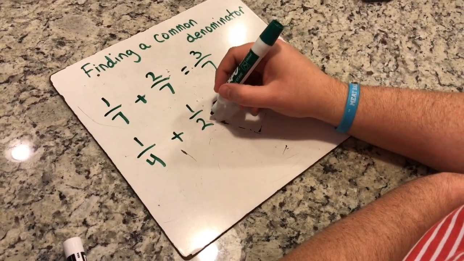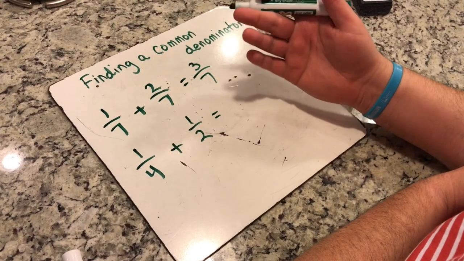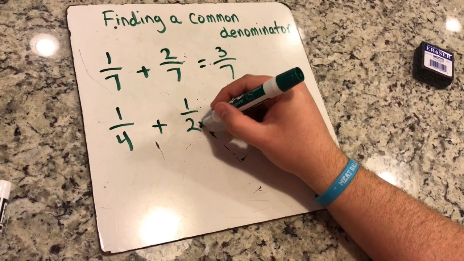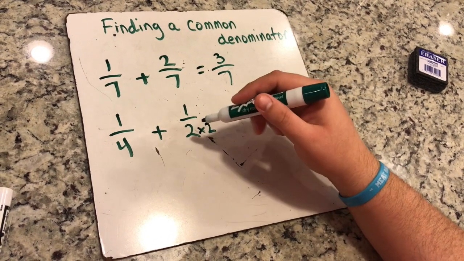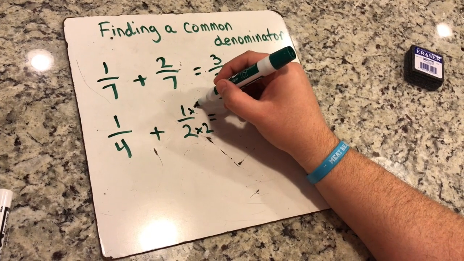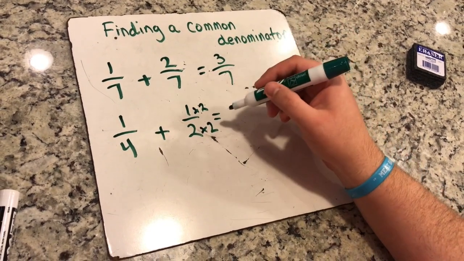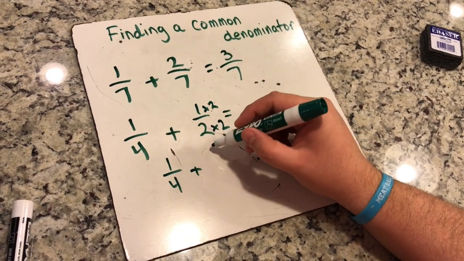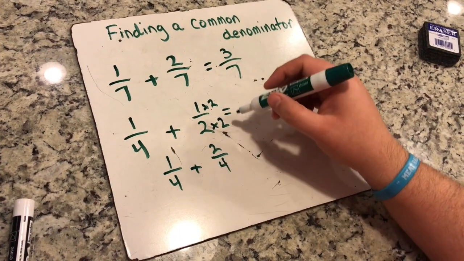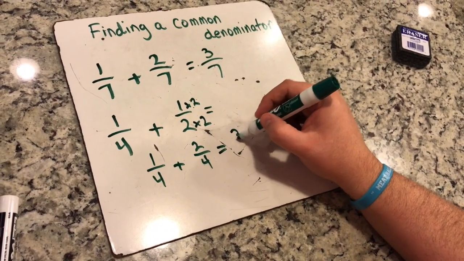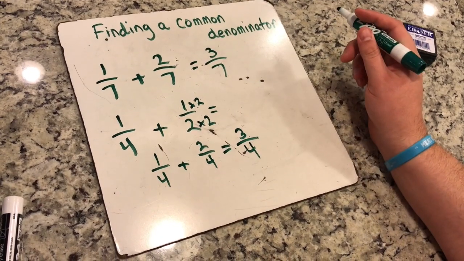So in this case, I will turn a 2 into a 4. What can I multiply 2 by to make that happen? 2 times 2 gives me 4. Whatever you do on the bottom, you have to do on the top. So I'm going to do times 2 up here, and I'll rewrite my fraction. So in this case, I'm going to have 1/4 plus 2/4, because I did the math and rewrote it, and 1/4 plus 2/4 equals 3/4.